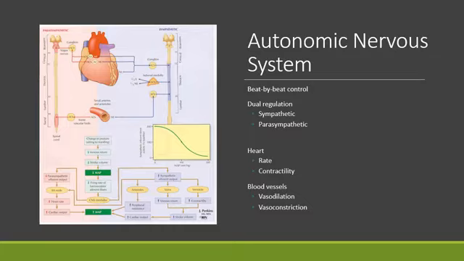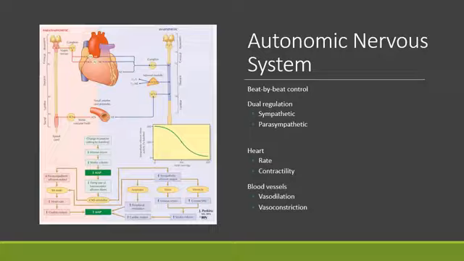So the autonomic nervous system, we'll start with that one. It really primarily provides beat-by-beat control. It does so, as we've mentioned in other lectures, via this idea of dual regulation. And so you can see this diagram here. It's very busy, but one of the things I want to point out is let's look at the heart in particular, and you can see that we've got innervations from both the sympathetic and the parasympathetic sides. So we have that dual regulation that provides this balancing act.